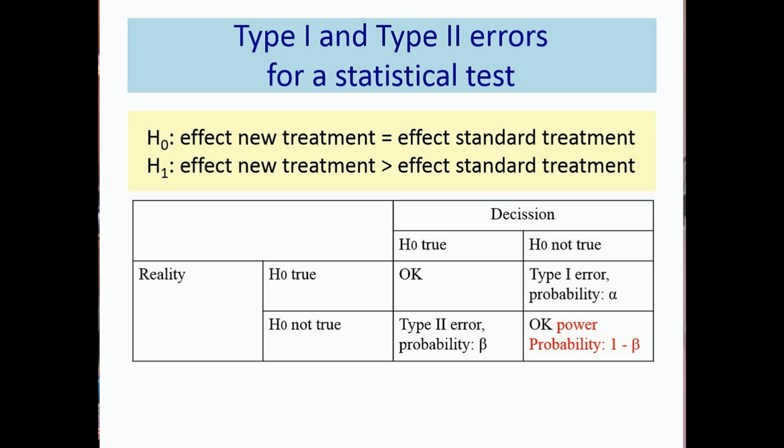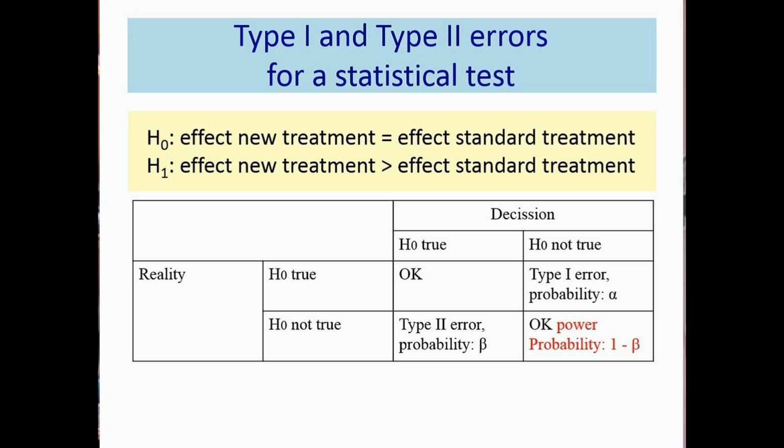If in reality the null hypothesis is true and we will not reject it, we have a correct decision. If the null hypothesis is true, but we reject it, we make an error. We call this a type 1 error. We want to avoid making type 1 errors. We do not want to say the new treatment performs better than the standard treatment if in fact this is not true. We protect ourselves by taking the probability to commit a type 1 error to be small. This is our significance level, alpha. In most situations we will take alpha to be equal to 0.05.